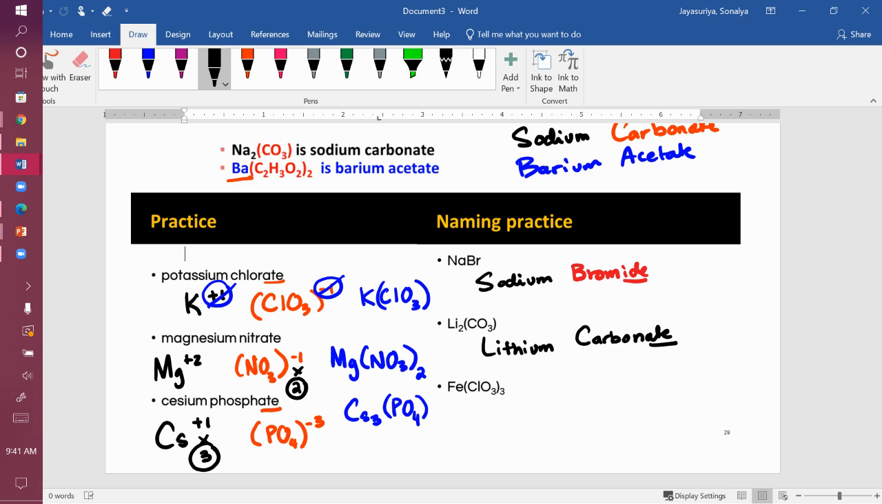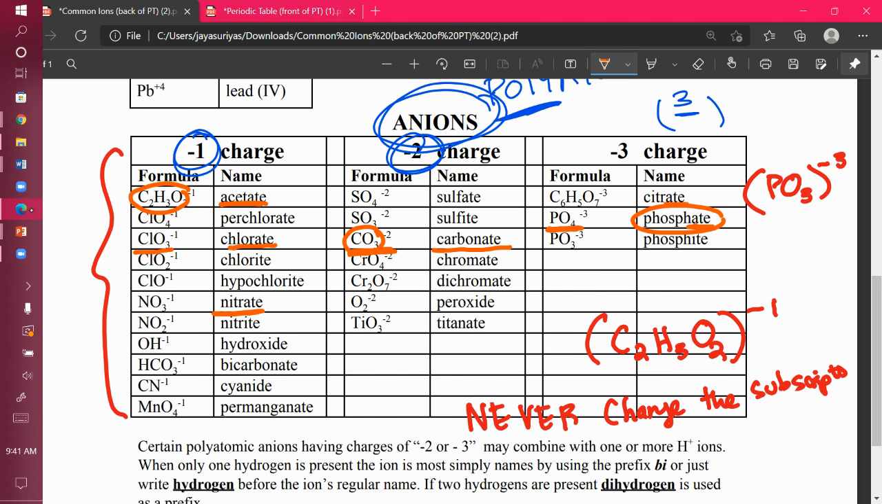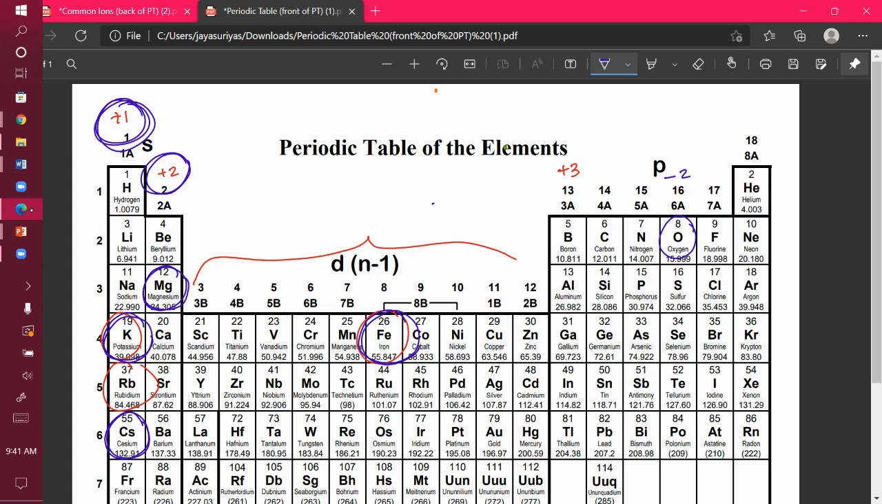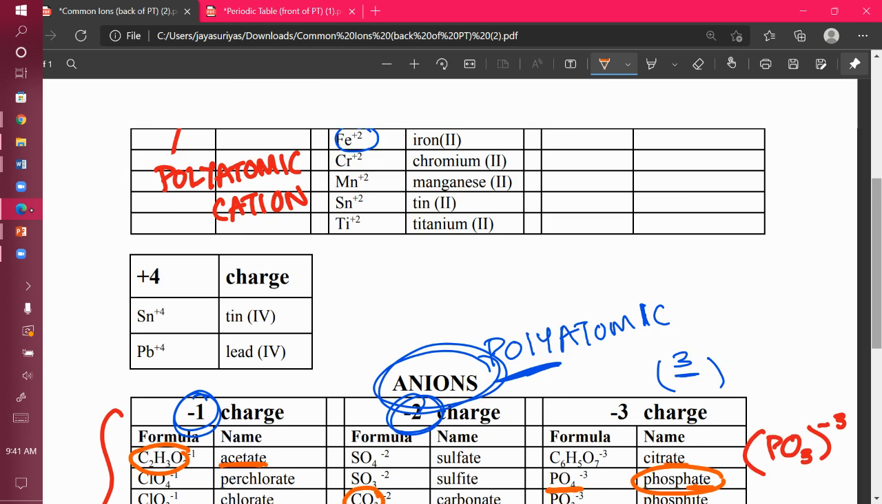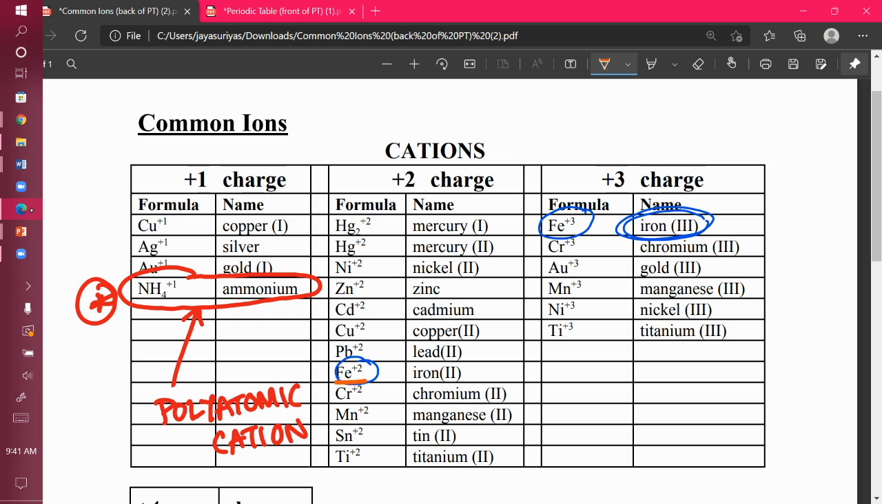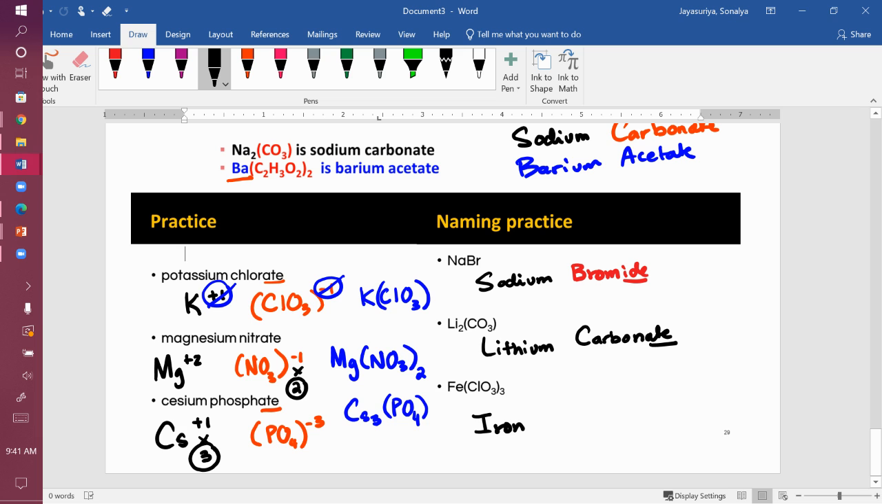Then the next one is Fe. Fe is iron. But wait, my brain tells me that iron is a transition metal from the front of the periodic table, and that indicates that there are two versions of iron. There can be iron 3 or iron 2. So I have to figure out what iron it is. How do I do that? You're patient, you put parentheses for the Roman numeral, then you read what this is. You leave it blank.